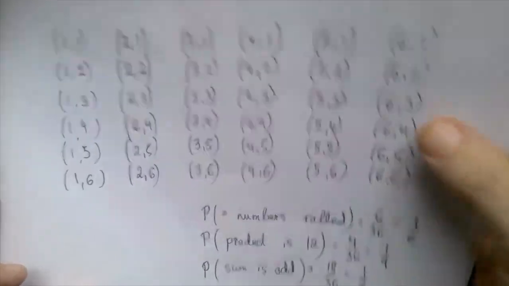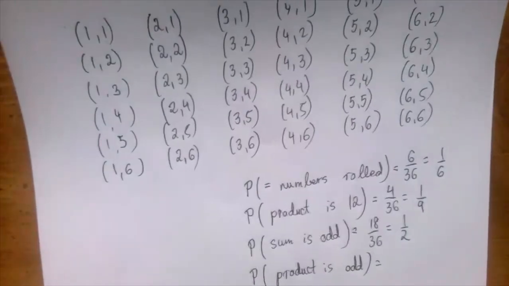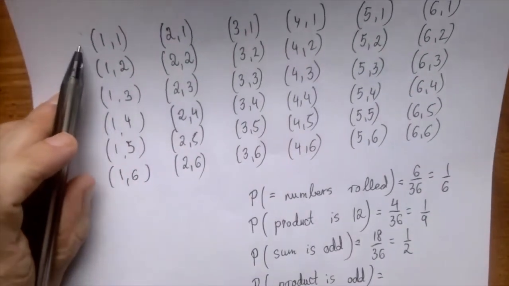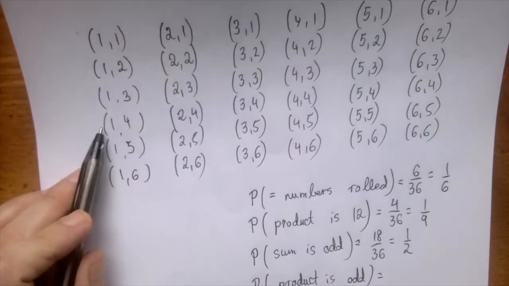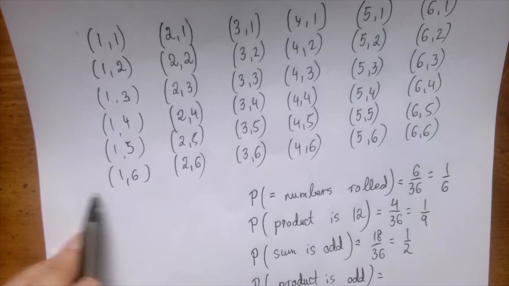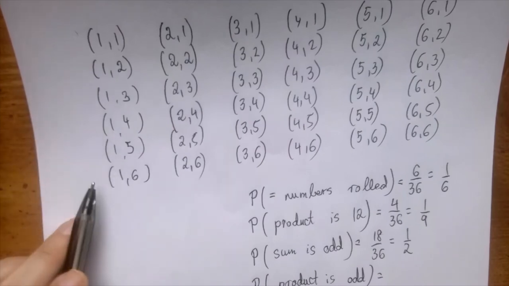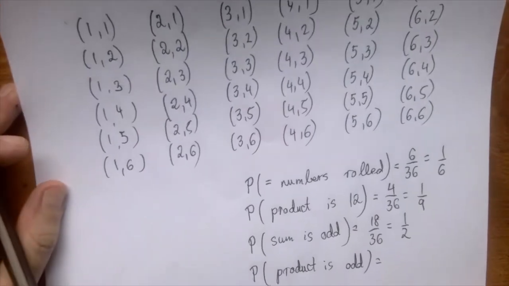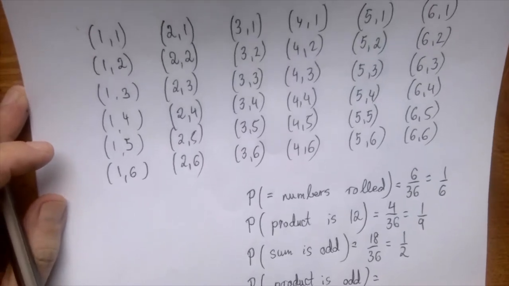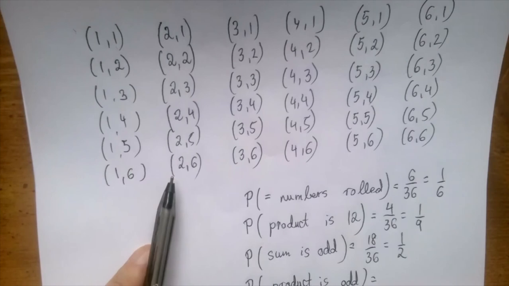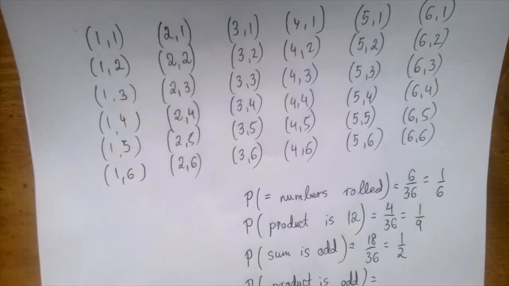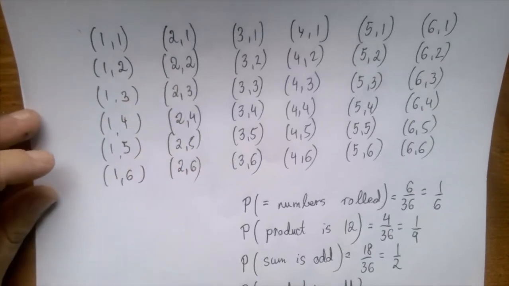Okay, what about the product being odd? When we multiply, 1 times 1 will work. 1, 2 doesn't, 3 works, 4 doesn't, 5 works, 6 doesn't. So we found 3 in the first column. It looks similar to the previous one, but it's not going to stay similar for long, because look at the second column. 2 times anything is even. So in this second column, none of the outcomes are successes.